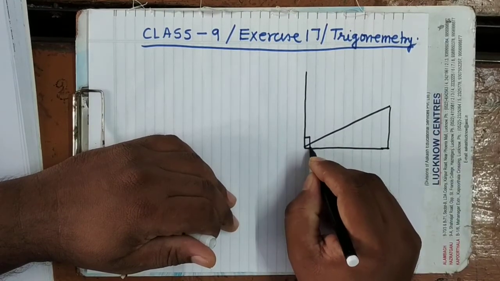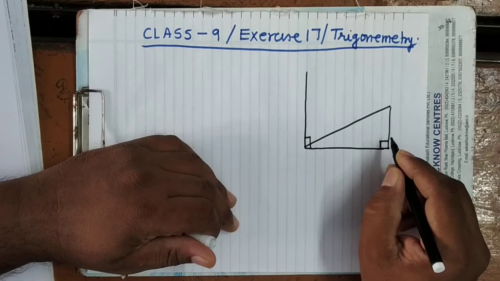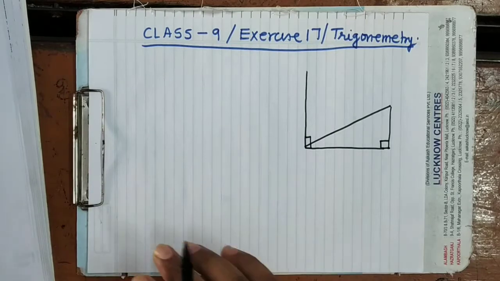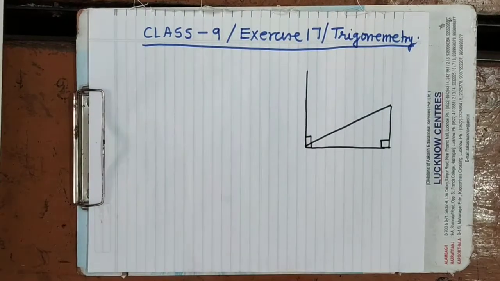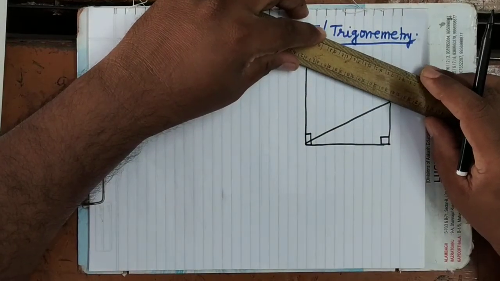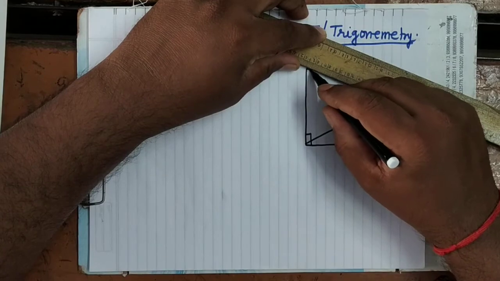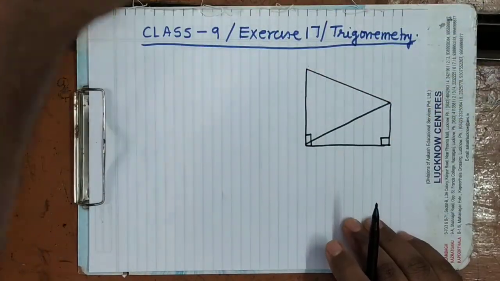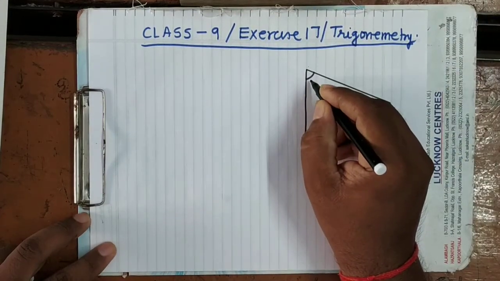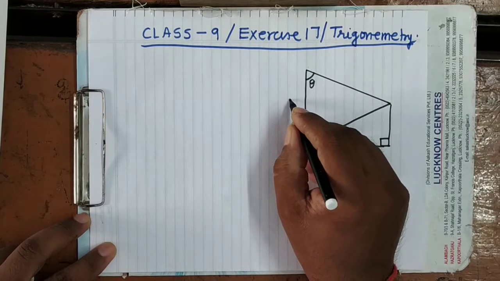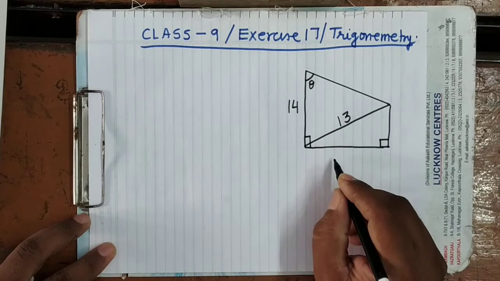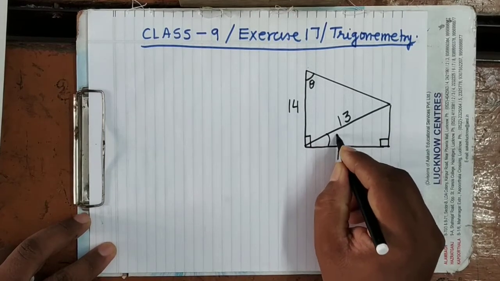Here this angle is given 90, this is also given 90. This angle is given theta. What are the distances? It is 14, 13, 12 and this angle is 5.